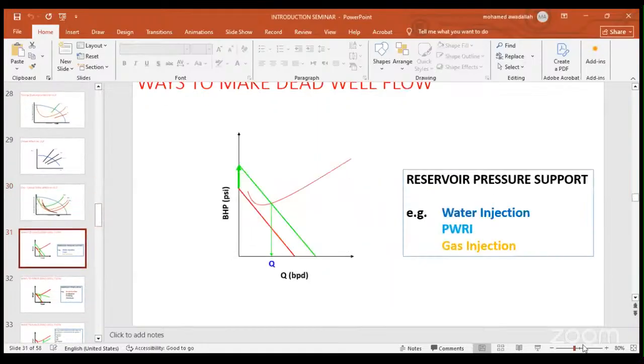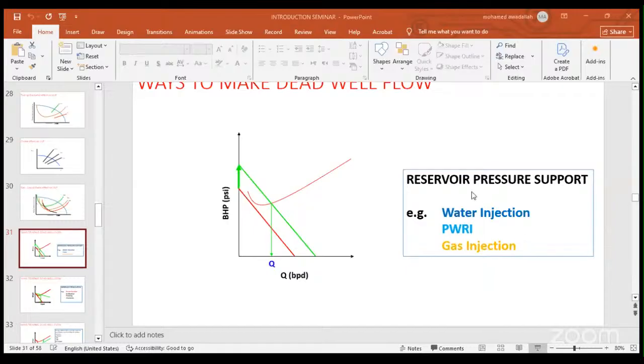Moving to the next slide, as we can see, we have a drop in reservoir pressure from this line to this line. So how can I bring the well back to production without changing the VLP? I can do this by increasing the reservoir pressure itself. How can I increase the reservoir pressure? By injecting water or injecting gas.